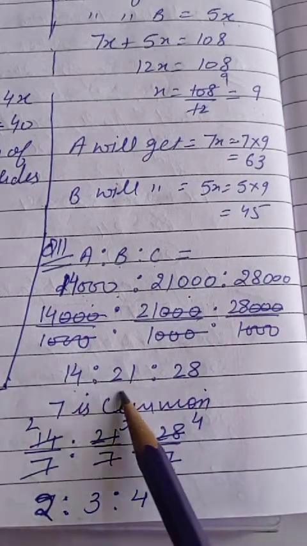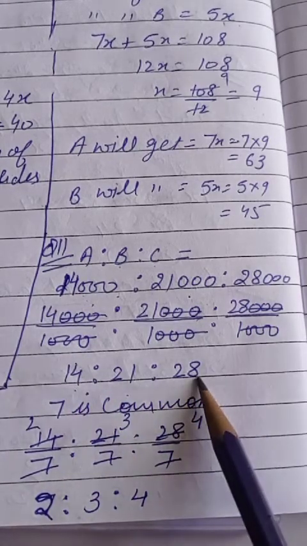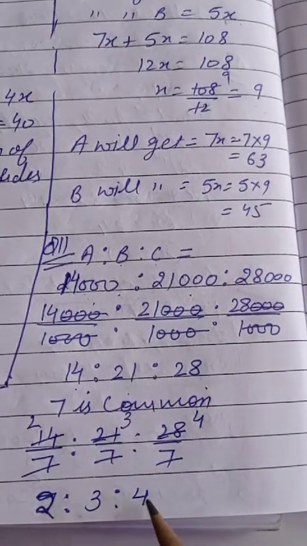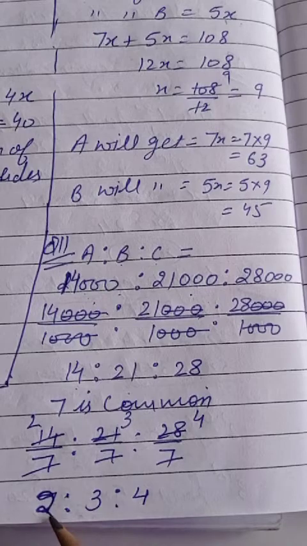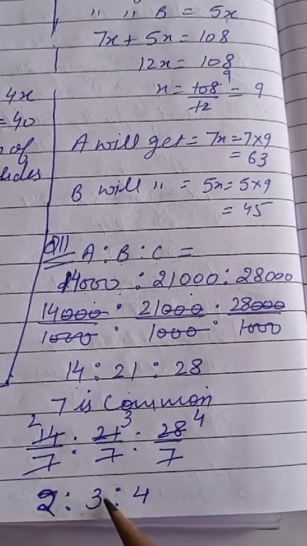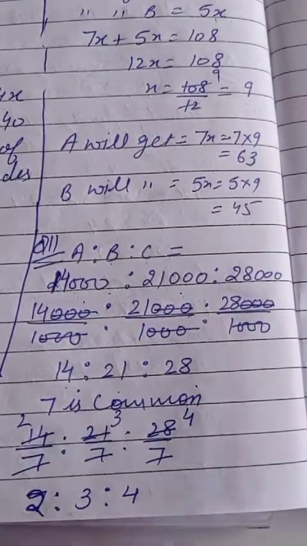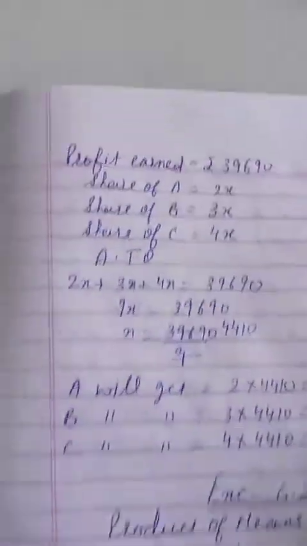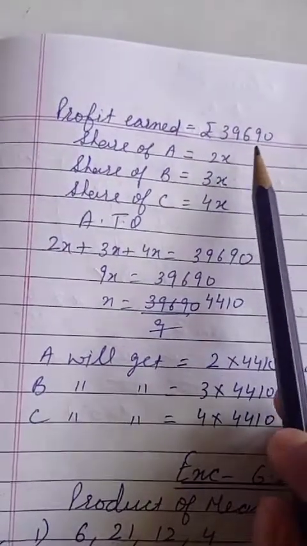Still, all these numbers can be cancelled with the table of 7. So divide all these with 7, what will you get? 2:3:4. So A will get 2, B will get the third part, and C will get the fourth part of that. So look here children, now the profit earned is 39,690, this much profit they earned.